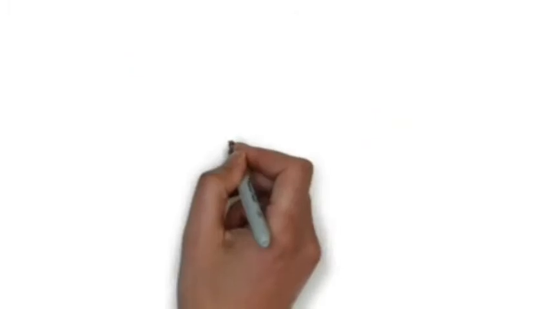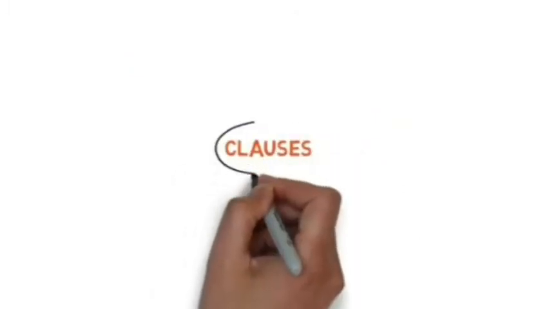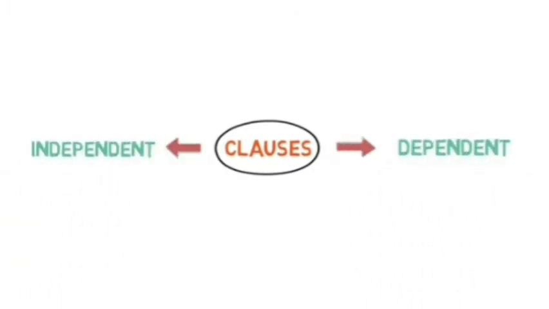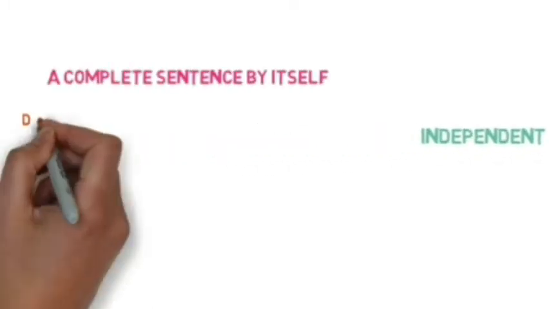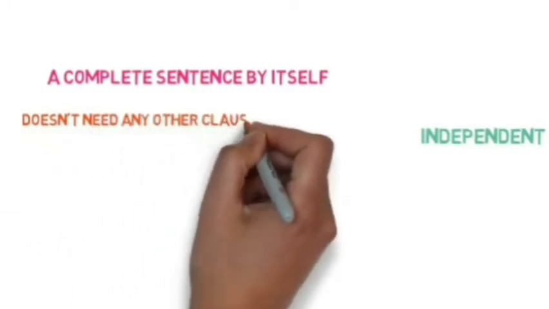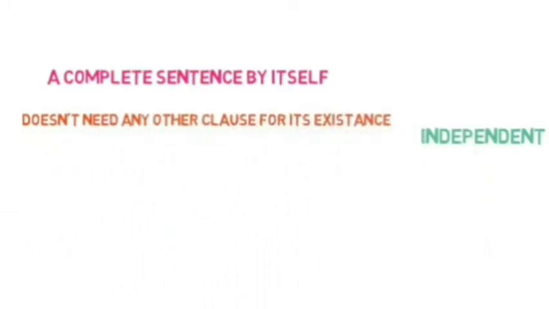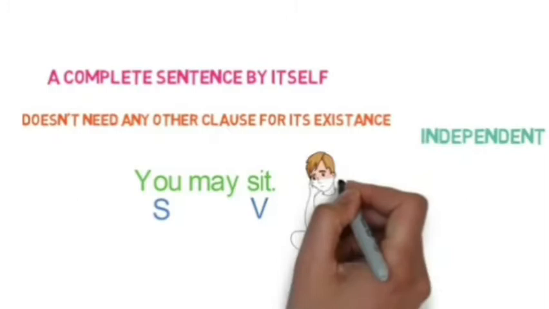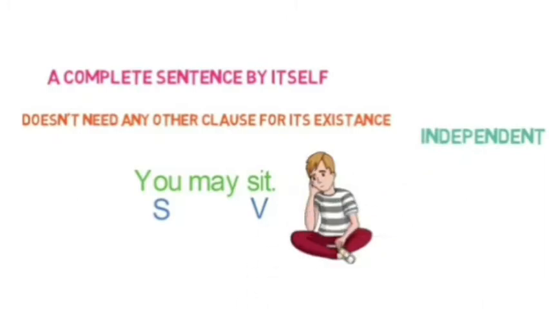Now, clauses are mainly divided into two parts based on their usage. It may be independent clause or dependent clause. An independent clause is actually a complete sentence by itself. It doesn't need any other clause for its existence. For example, you may sit. Here, you is the subject and sit is the verb, and the whole sentence is giving a complete thought by itself. So it's an independent clause.